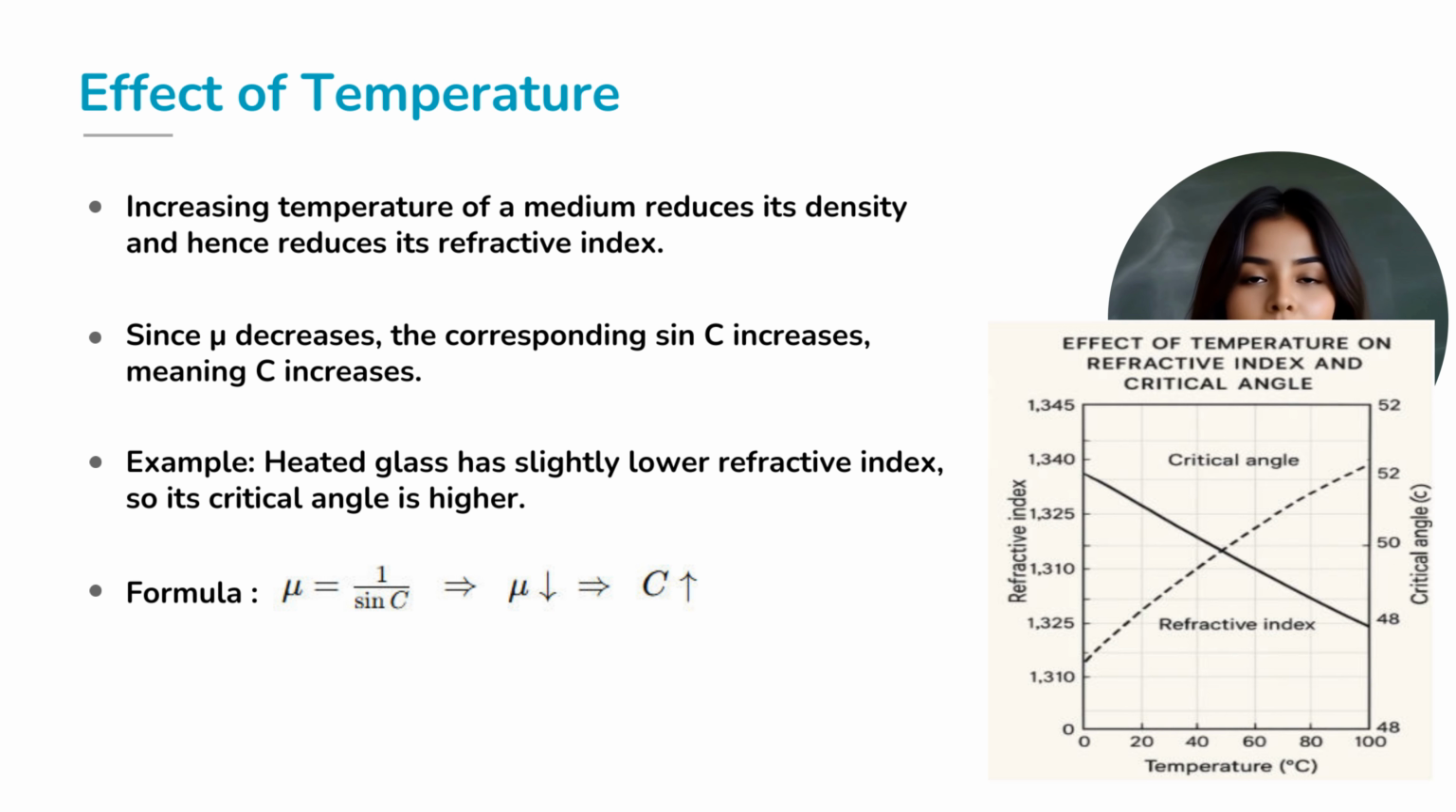For example, a heated piece of glass will have a slightly higher critical angle than the same glass kept at room temperature. This is why precise optical experiments often need careful temperature control. Even a small change can subtly affect the way light behaves inside the material.